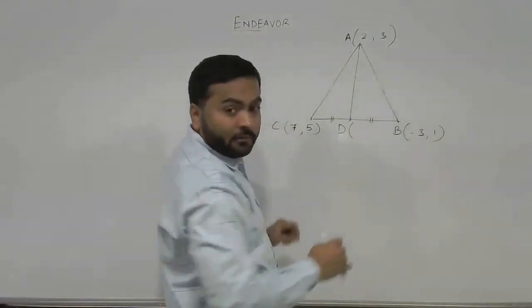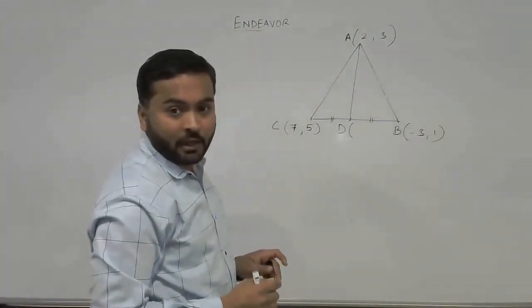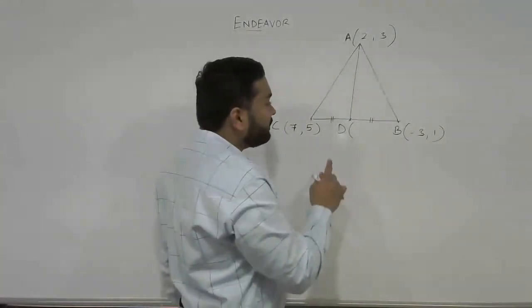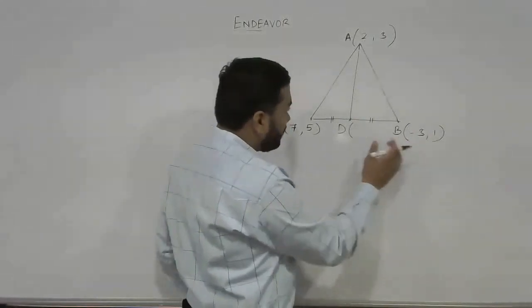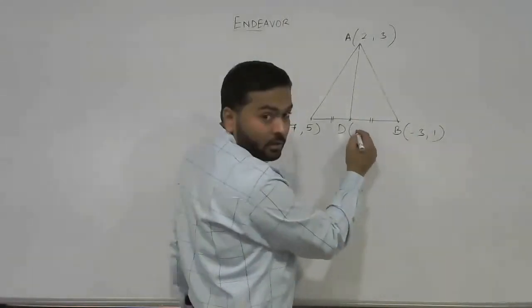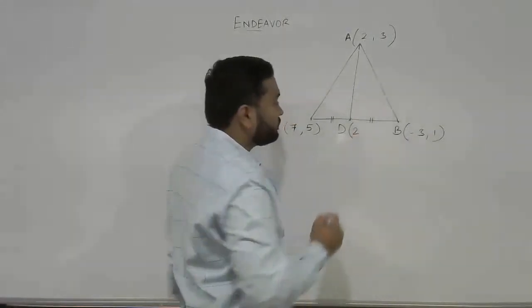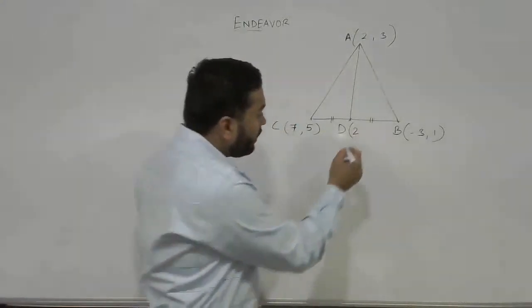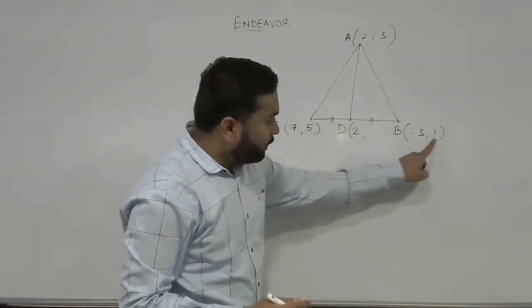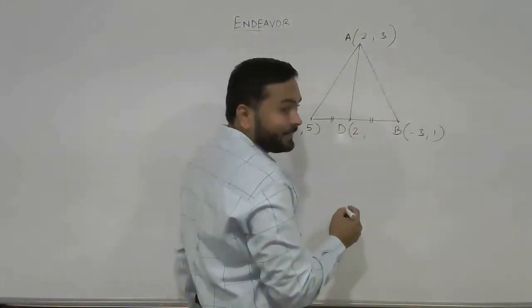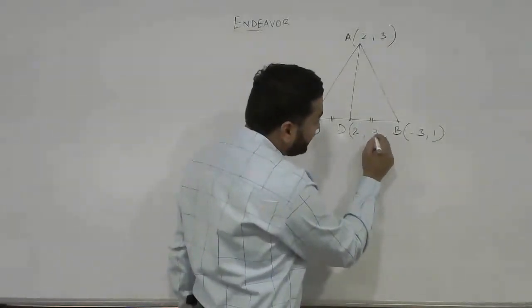If I want to find out the coordinate of D, how will I find the coordinate? Will I say 7 minus 3? What is 7 minus 3? That's 4. And what is 4 divided by 2? That's 2. Correct? And 5 plus 1, that is 6. 6 divided by 2 is 3.